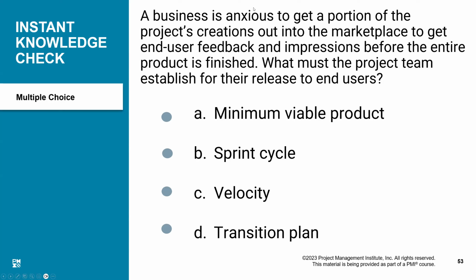A business is anxious to get a portion of the product out into the marketplace to get end user feedback and impressions before the entire product is finished. What must the project team establish for their release to end users? Is it option A, minimum viable product? Yes, please. Option A, minimum viable product, okay. Or sprint cycle and velocity and transition planning. Yes, of course. The best answer is MVP.